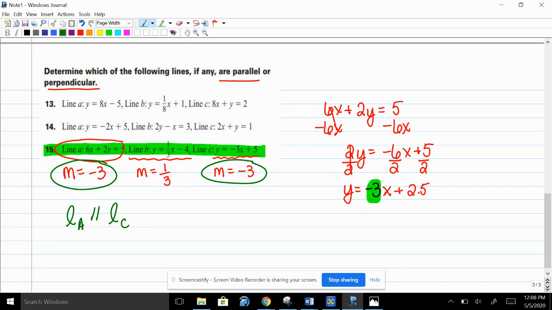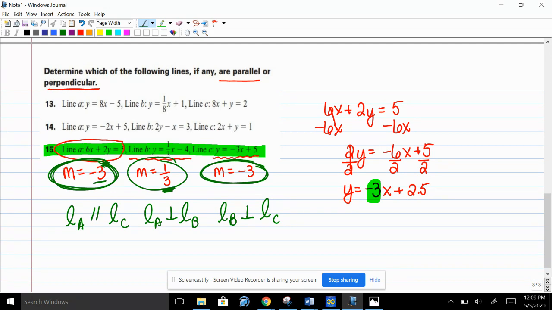Now, what also happens here, if I look at line A and line B, those are opposite reciprocals, guys. -3 is an opposite reciprocal to 1/3. So line A is perpendicular to line B. Now, if this -3 is an opposite reciprocal to 1/3, then obviously this -3 is an opposite reciprocal to 1/3 too. So line B is also perpendicular to line C. So you have a pair of parallel lines being perpendicular to a third line.